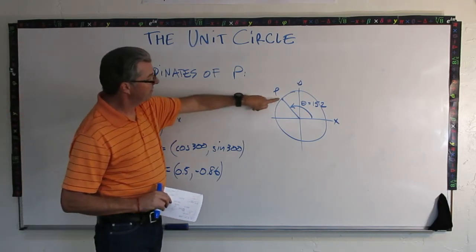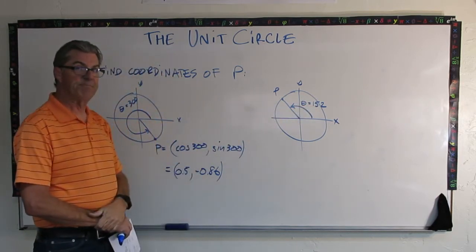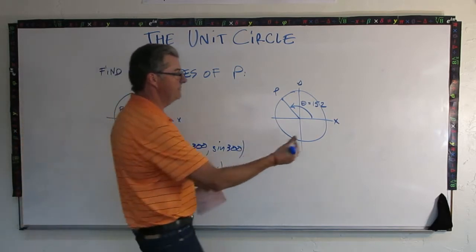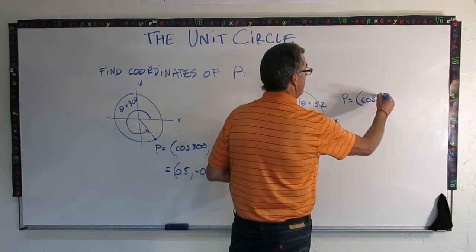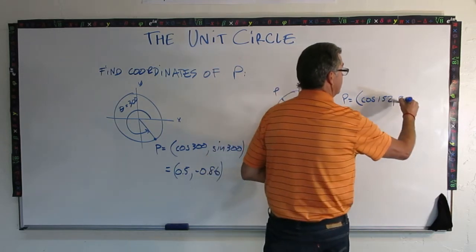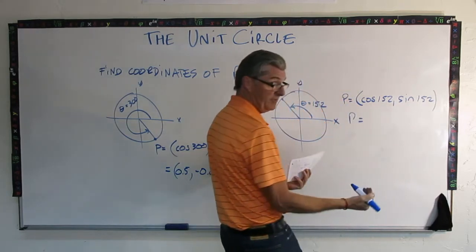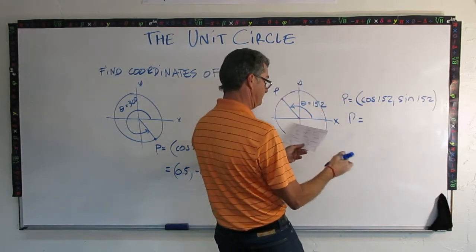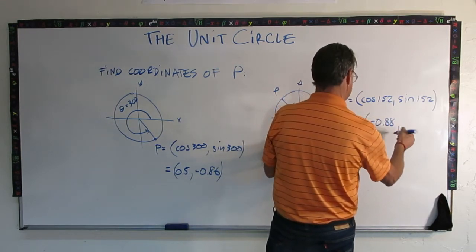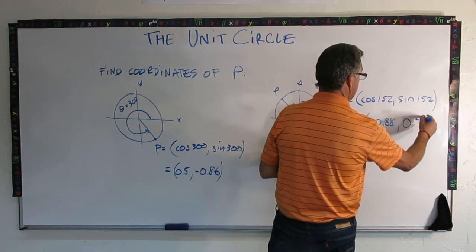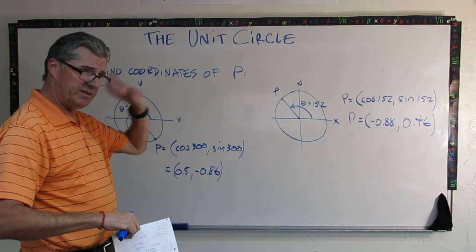Try this one. Got another P, it's up here in the second quadrant with a theta of 152. See if you can find that. Okay, so the first step is that plug-in. P is going to be cosine 152, sine 152, which is going to give us, on the calculator, minus 0.88 and 0.46.